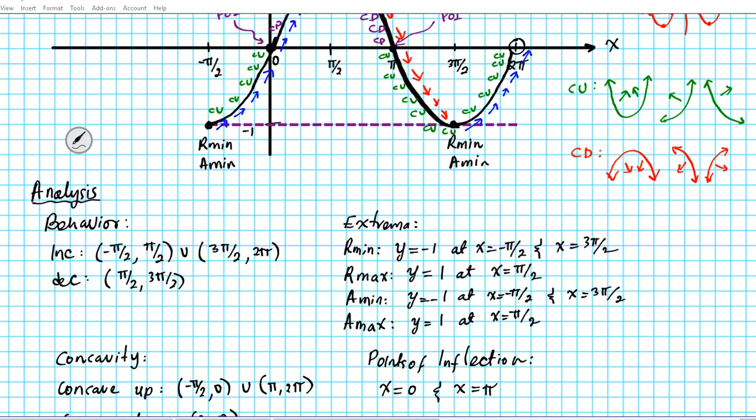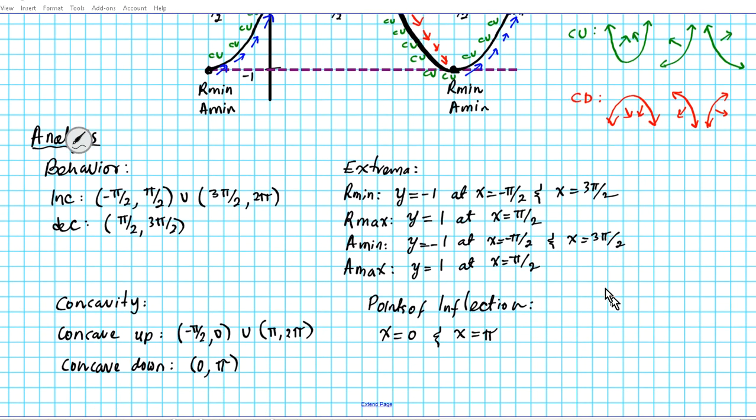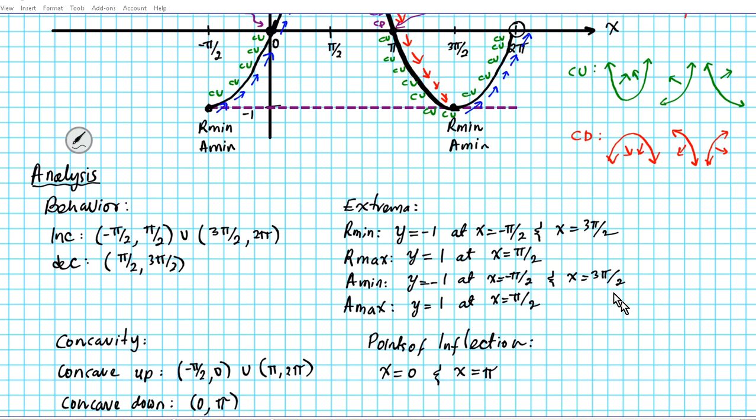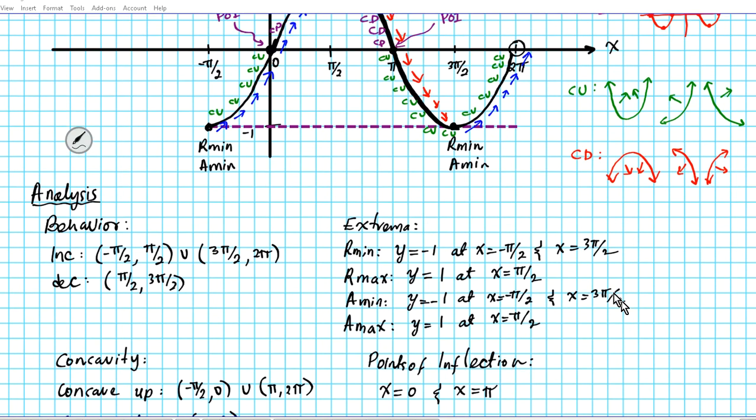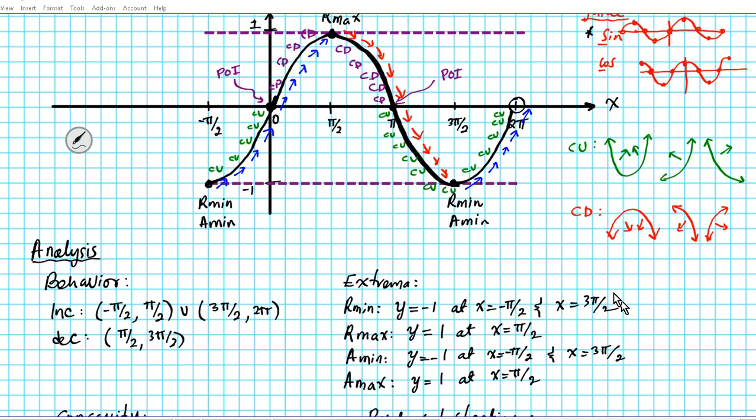All right, so that's basically how you draw and analyze parent trig functions. Which of these properties of this graph is easiest for you to find and which is most difficult? Let us know in the comment section below which one is easiest for you and which is most difficult, and tell us why you feel that way about the choices that you selected.